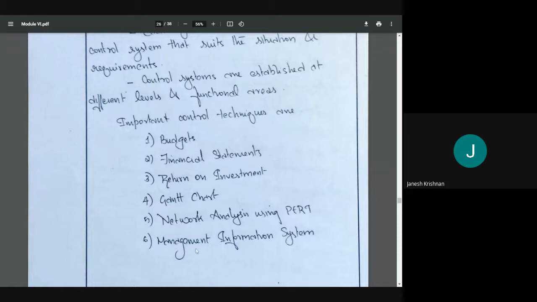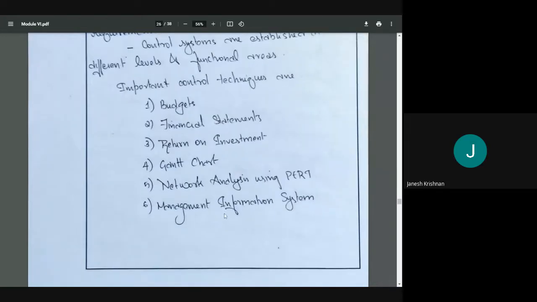Network analysis using PERT, you will be studying in detail in the next semester. We will be just seeing what it is, just a brief introduction. You have a subject itself on project management, so you'll be learning network analysis in the 7th or the 8th semester. So we shall see each one in detail now.